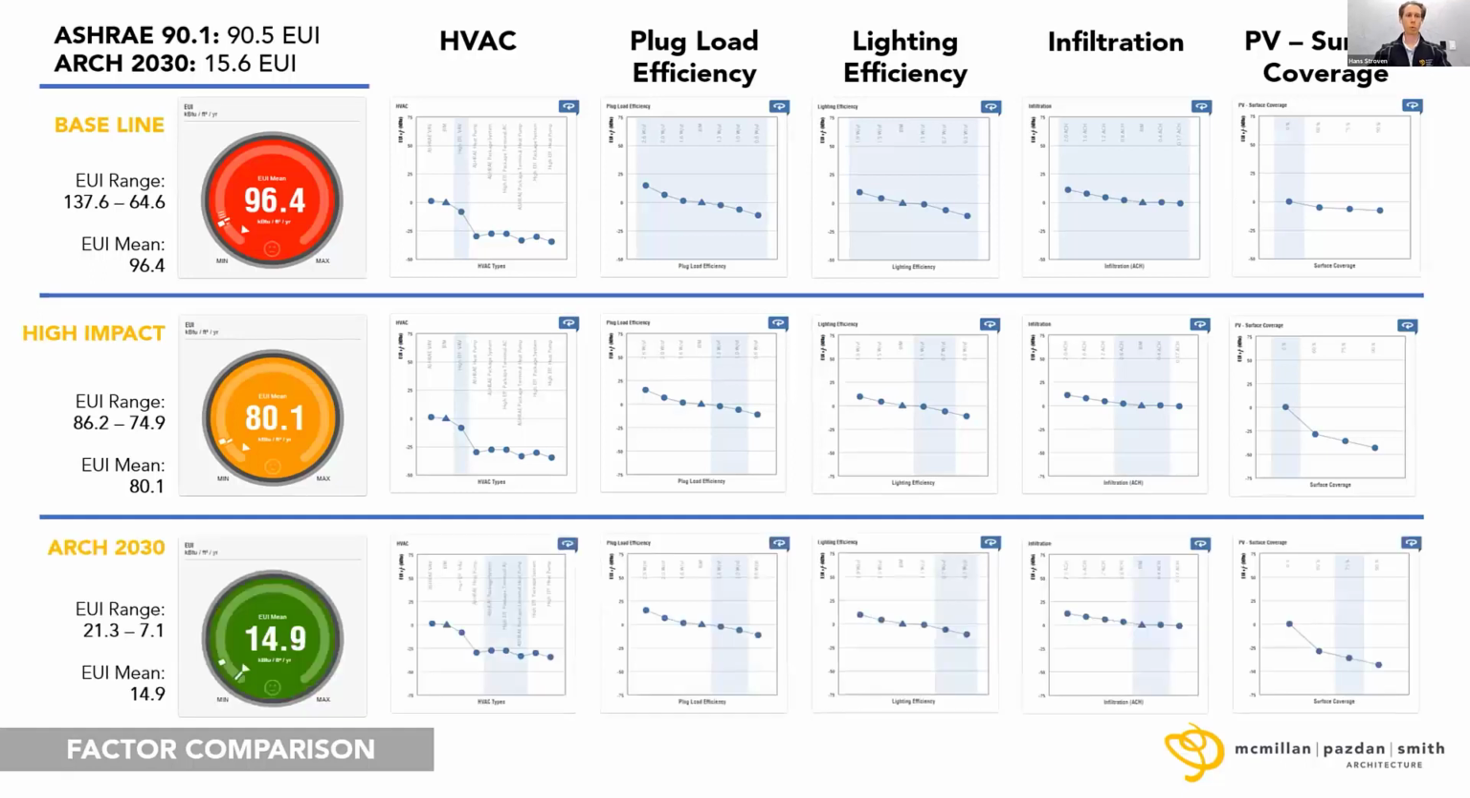And then lastly, what did it take to get to that Architecture 2030? So we moved some of those sliders further down to the right of the graph, dialing in, getting a better HVAC system, and then also adding PV to the project. And that was really able to turn the dial of hitting that Architecture 2030 goal.